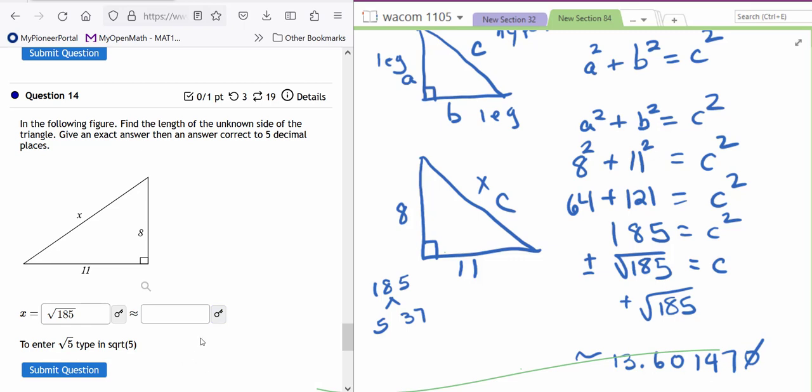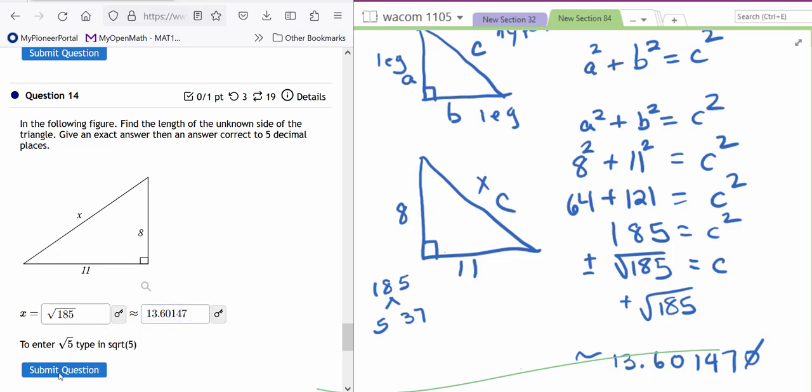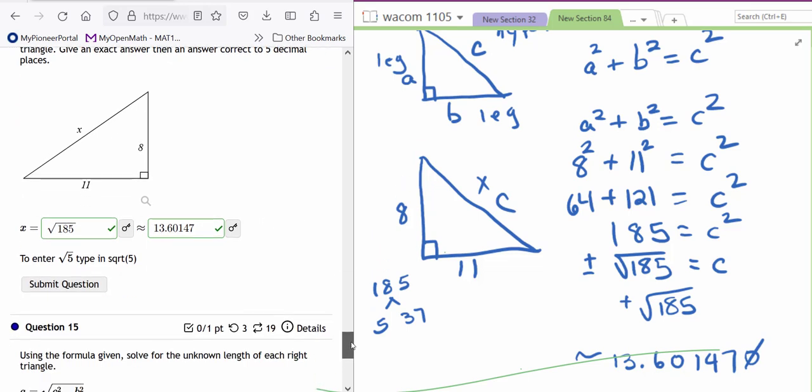All right, and the exact answer, the rounded answer, I'm saying all my words wrong. Time to end, huh? Close. All right, good. So there you have an example of one of those.